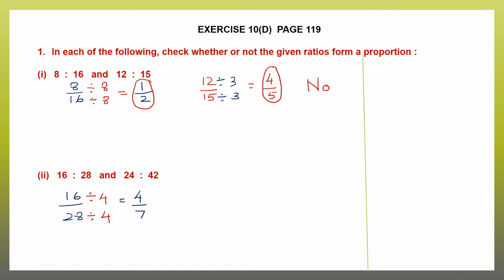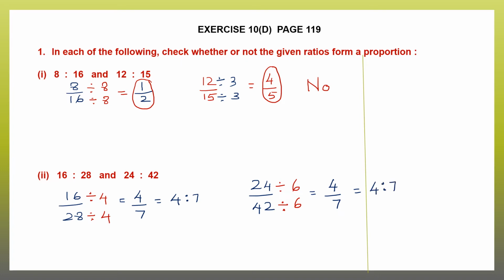So we got 4 by 7, or I can also change it in the form of a fraction and write 4 is to 7. Now let's take the second set, 24 by 42. What is a common factor here that can divide both? Can we think of 6? Okay, let's take 6. Let's divide both by 6. 6 fours are 24 and 6 sevens are 42. This can also be written as 4 is to 7.